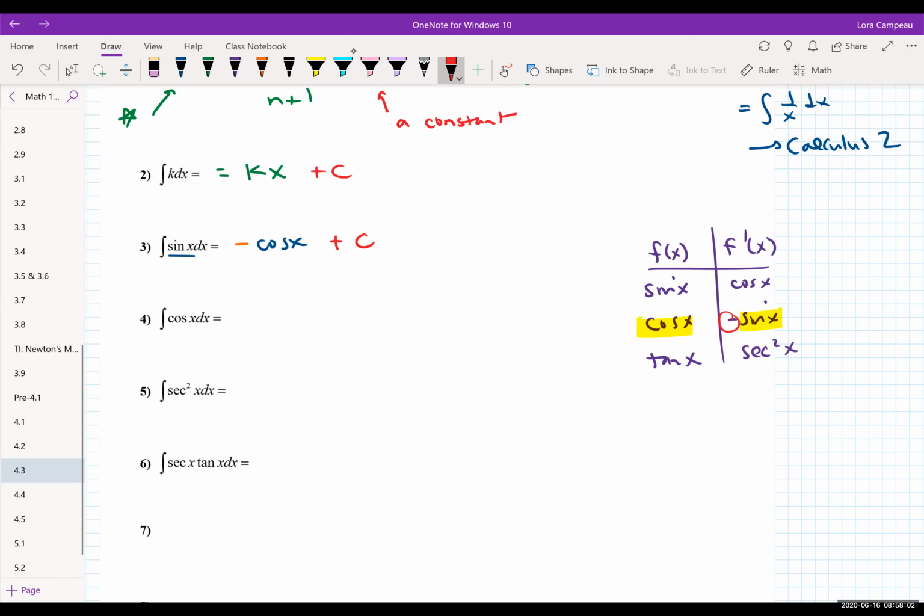So we can now look at, well, the derivative of what is cosine? Oh, right away. Sine of x.